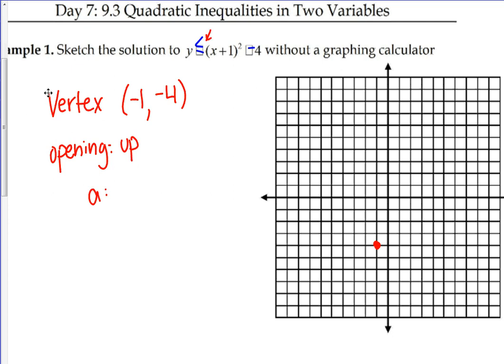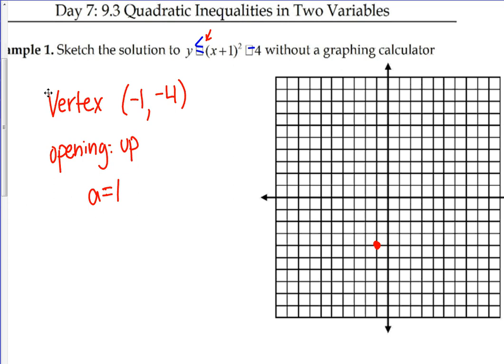So what's the coefficient in front of the brackets if you don't see it? 1. So a is equal to 1. So what that means is, from the vertex, we're going to graph just a regular x squared graph. y equals x squared. So this is the graph y equals x squared, and we just shifted it to the left 1, down 4.